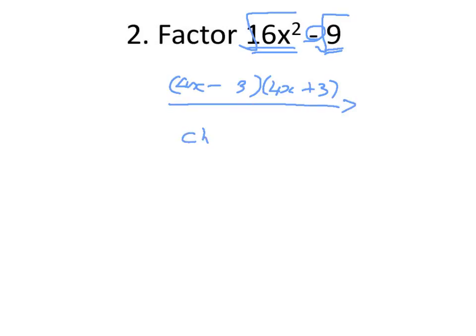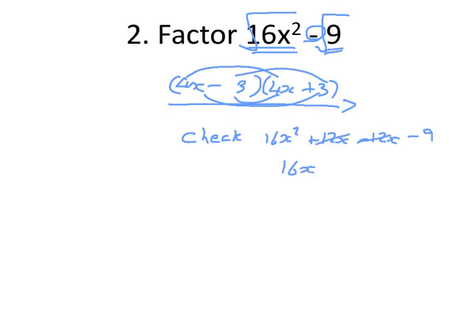We can go back and do a check for this one. First term, 16x squared. Outer is going to give me positive 12x. Inner is going to give me negative 12x. And last is going to give me negative 9. Again, positive 12x, negative 12x cancel. I'm left with 16x squared minus 9. I've factorized using a difference of squares.